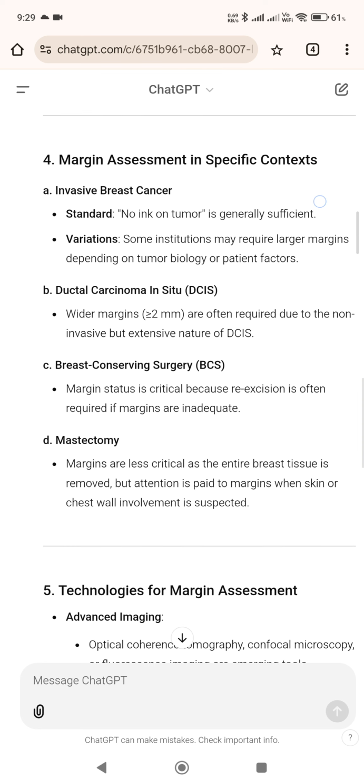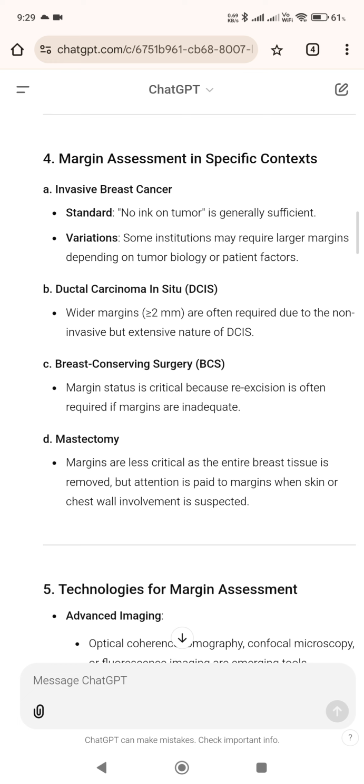4. Margin assessment in specific contexts. A. Invasive breast cancer. Standard. No ink on tumor is generally sufficient. Variations. Some institutions may require larger margins depending on tumor biology or patient factors. B. Ductal carcinoma in situ, DCIS. Wider margins, 2 millimeters, are often required due to the non-invasive but extensive nature of DCIS. C. Breast conserving surgery, BCS. Margin status is critical because re-excision is often required if margins are inadequate. D. Mastectomy. Margins are less critical as the entire breast tissue is removed, but attention is paid to margins when skin or chest wall involvement is suspected.